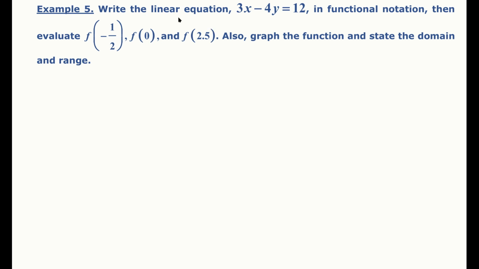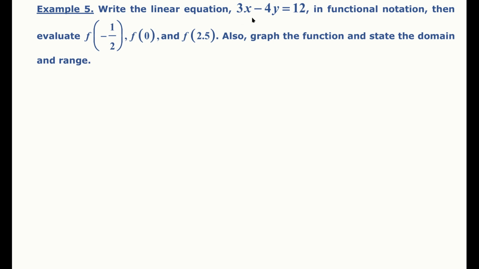So here's an example that we can try that on. So we're going to take this linear equation. Of course, if you recall from the discussion of linear equations, this is not in the slope-intercept form that we've seen today. This is in standard form.